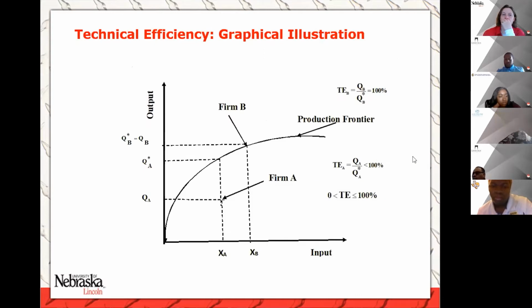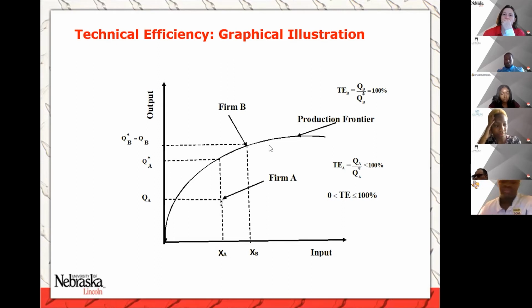So let me use the following graph to make it clearer to you, okay? In this graph, we assume that the firms use one single input, for example fuel or capital or labor, and produce one single output, for example passengers. And in this graph, there are two firms: firm A and firm B. This curve is called the production frontier, and it shows the maximum level of output that can be produced from a given set of input, okay?